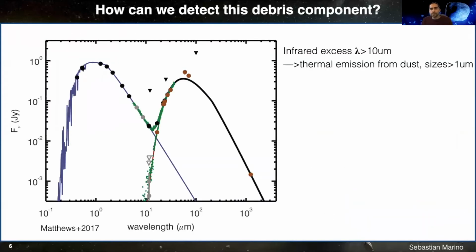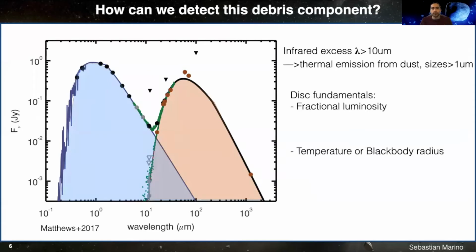So how can we detect this debris component? The easiest way is actually to look for dust around other systems. And for that, we can look at infrared excesses, okay, generally at wavelengths greater than 10 microns. So if we look at another system, we might be able to detect this extra component in the spectral energy distribution of a system. And from this extra component, we can actually start learning a lot of unique and fundamental information of this debris component. So there are two basic properties we can start learning about. The first one is called the fractional luminosity, and as its name says, it's basically the ratio between the luminosity of this debris component, so the dust emission, over the stellar component, so the stellar luminosity.